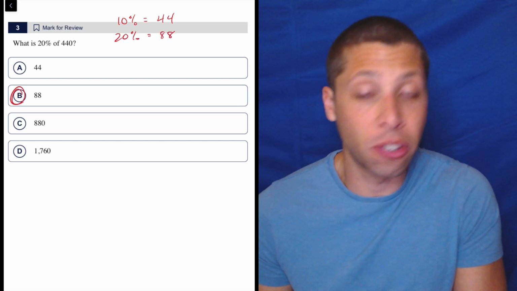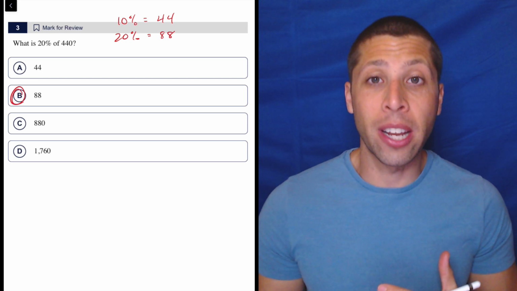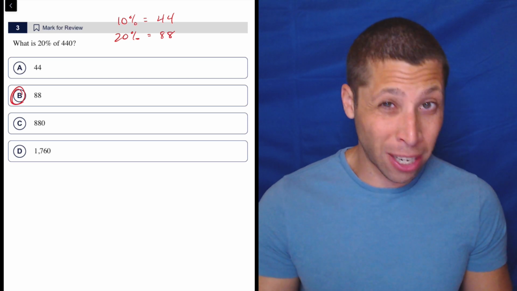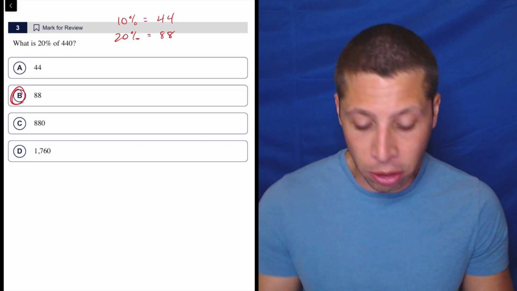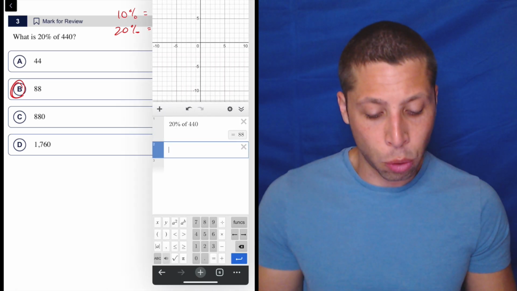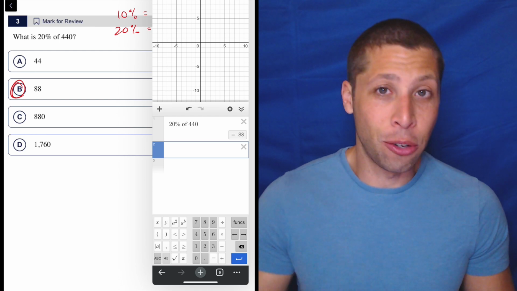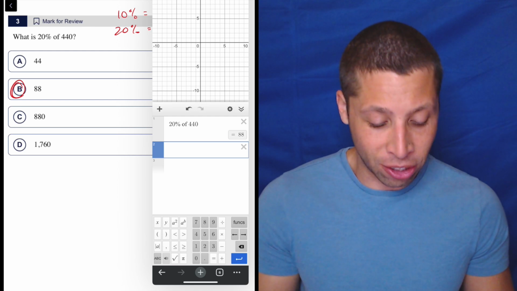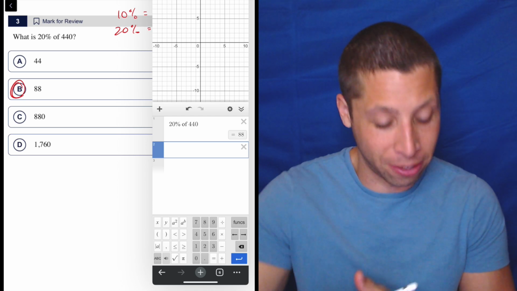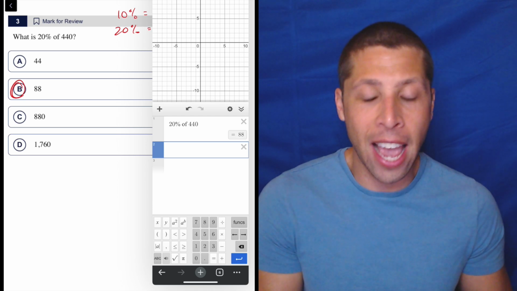So a lot of you are gonna be able to do this in your head. That's totally fine, but I'm gonna use it as an opportunity to show you two things. Number one, some basic percentage things can be done in the calculator literally just by typing what you're given. So in this case, if I just typed 20% of 440 into my Desmos calculator, it just gives it to you. In fact, it kind of prompts you to use the "of" there. It's kind of weird the way it does it, so it gives us the 88.